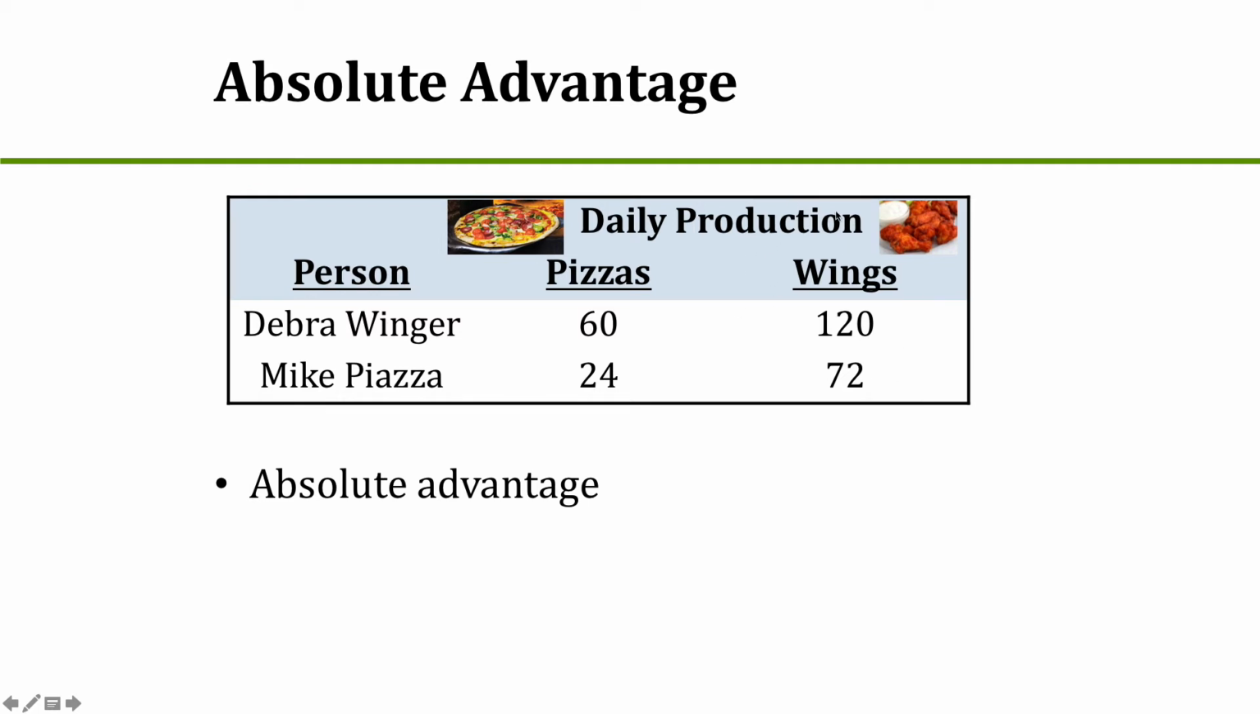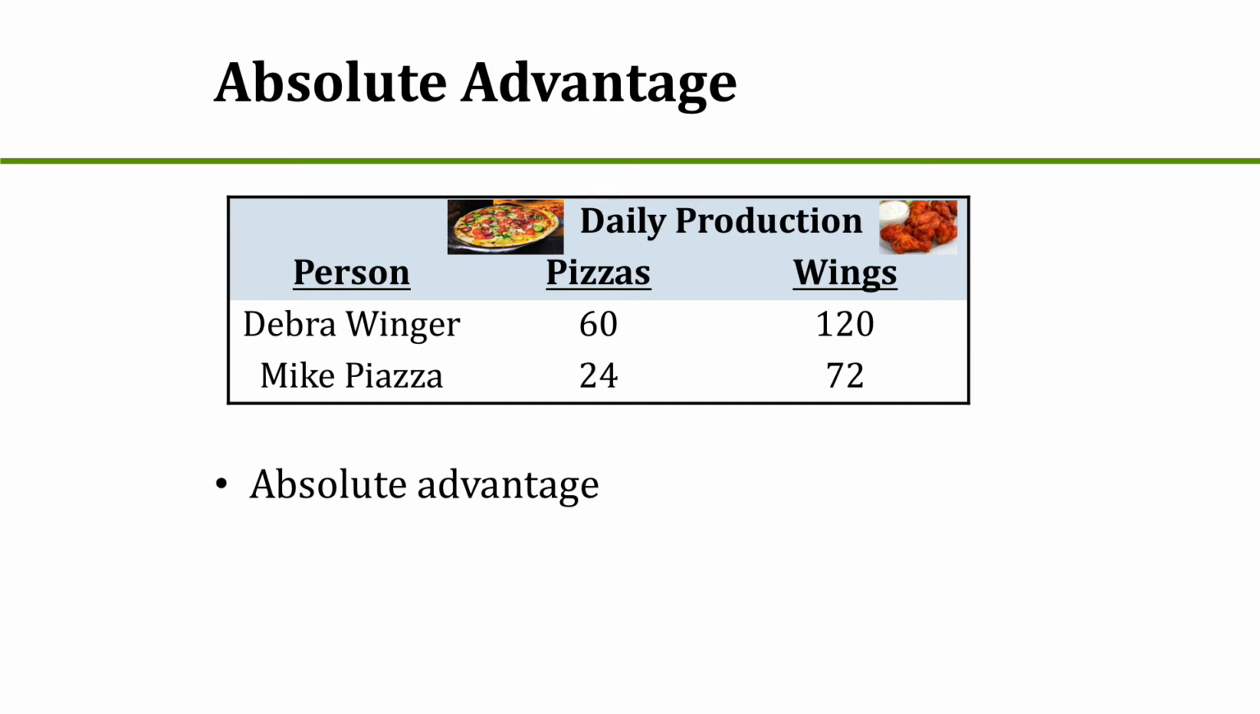We can do the same analysis for the wings. I know that Deborah is producing 120 wings, but Mike is producing only 72 wings. Again, we will conclude the same result, and we will say that Deborah has an absolute advantage in wings production. So as you can see, Deborah has absolute advantage in the production of both pizza and wings. When we are talking about absolute advantage, a single country or a single person might have absolute advantage in the production of both goods.